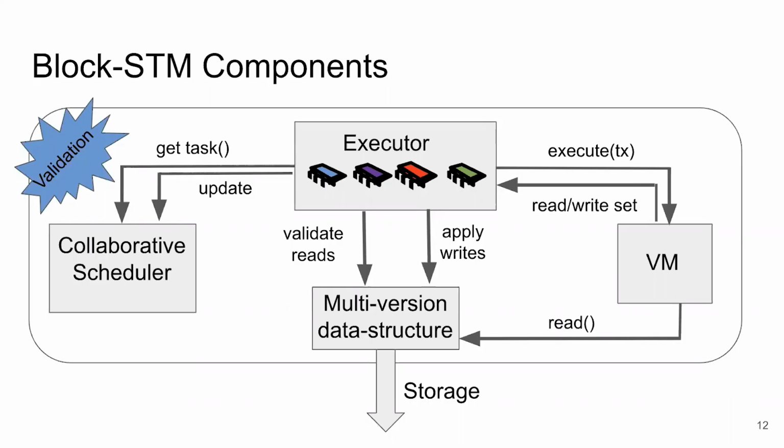What is similar to what I've described before is that when a validation fails, it means this transaction needs to be re-executed. So when you go back to the scheduler, you tell it validation failed, it will internally update the state and mark this transaction abstractly as needing re-execution.